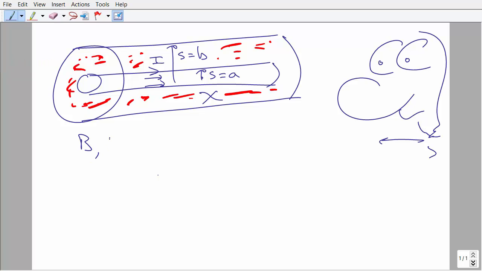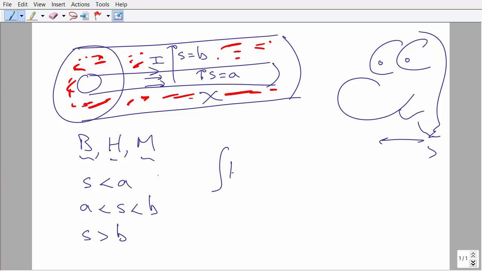Okay, so we're interested in the three fields B, H, and M, and we're interested in solving for those fields in three regions: the region inside the inner conductor, so s less than a, the region between the conductors, and the region outside both conductors. Our approach is to straight away apply Ampere's law for H. This is the easiest way to solve a problem of this kind, and it really illustrates the utility of using H. So we're going to use this form of Ampere's law.